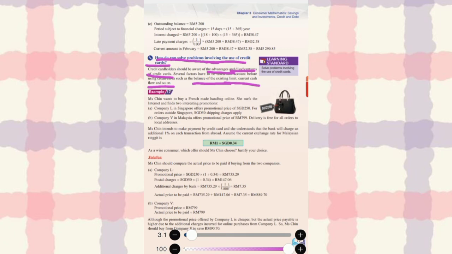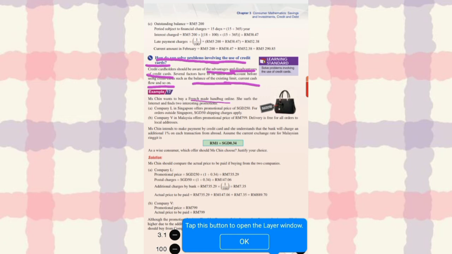Example 17. Miss Jean wants to buy a French-made handbag online. She surfs the internet and finds two interesting promotions. Company L in Singapore offers promotional price of 250 Singapore dollars. For orders outside Singapore, $50 shipping charges apply. Company V in Malaysia offers promotional price of 799 ringgit. Delivery is free for all orders to local addresses.